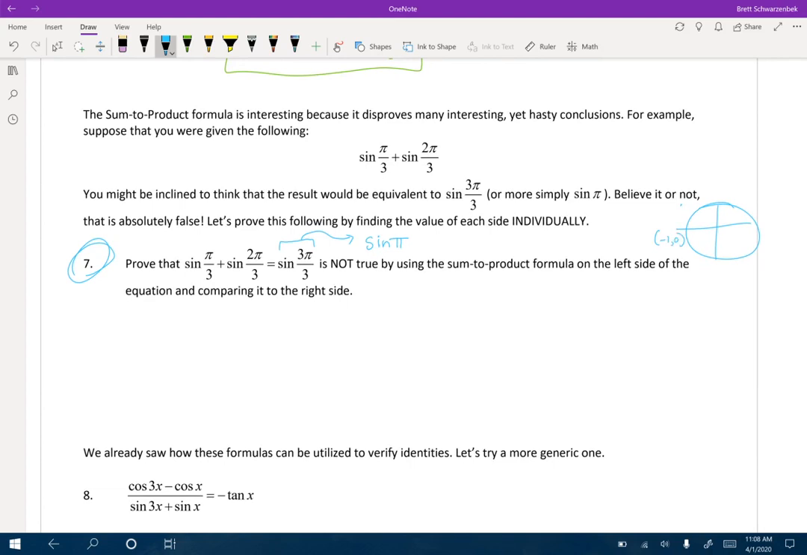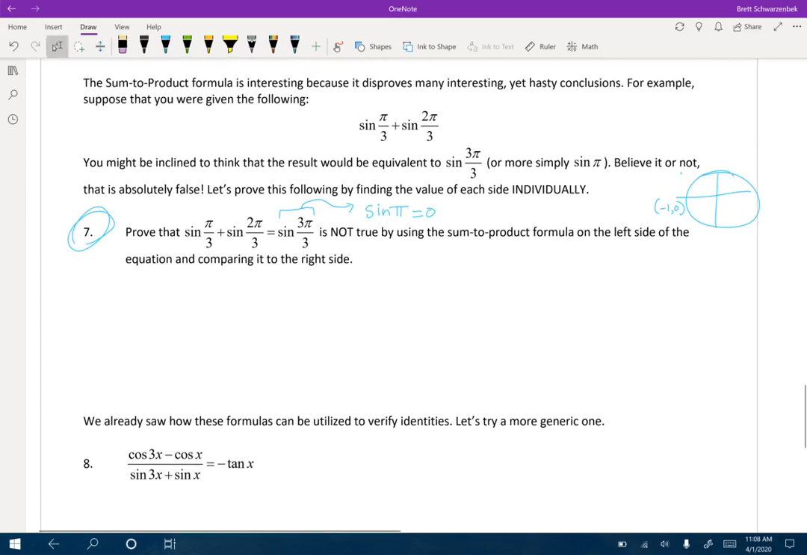And we know that when we actually find the sine of pi, we want the y coordinate, which is going to be 0. So in this scenario, we're basically proving that the left side of this cannot be 0. That's pretty much the idea to the problem. So just realize that's where we're going with it.